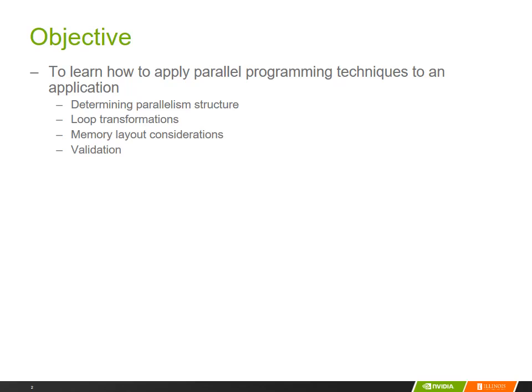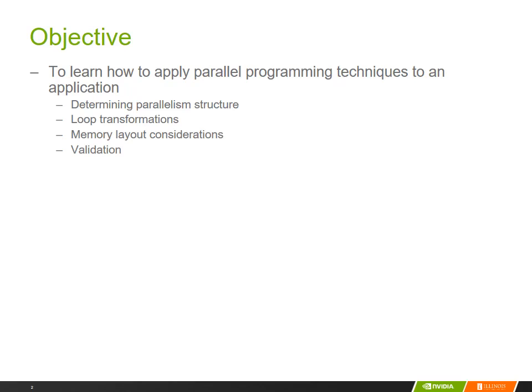The first one is how we can determine the parallelism structure that we should be using to parallelize the application. The second one is how we can transform some of the loops so that they can become effective bases for CUDA kernels. And the third one is how we can adjust the memory layout of some of that data so that we can achieve a high memory access efficiency.